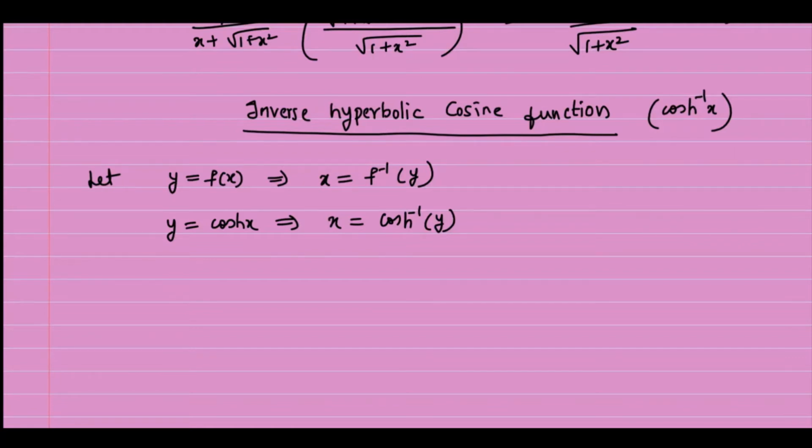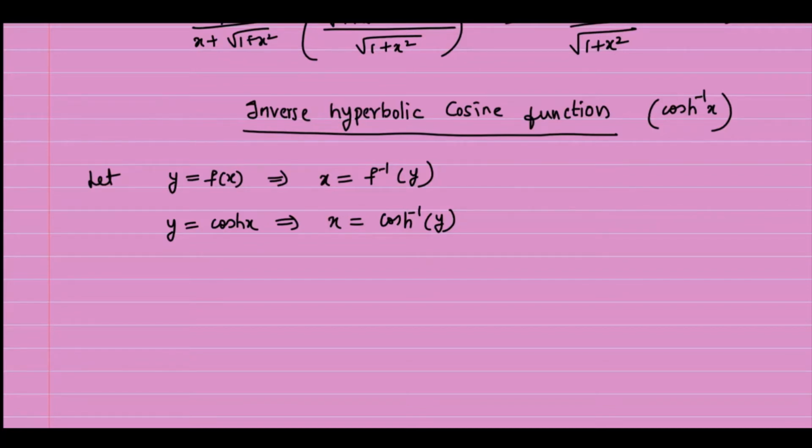We know that cosh x, we have studied the hyperbolic function cosh x. We know that it is an increasing function on 0 to infinity. So its inverse, cosh inverse of x, will also be an increasing function. And we will see how to find its derivative.